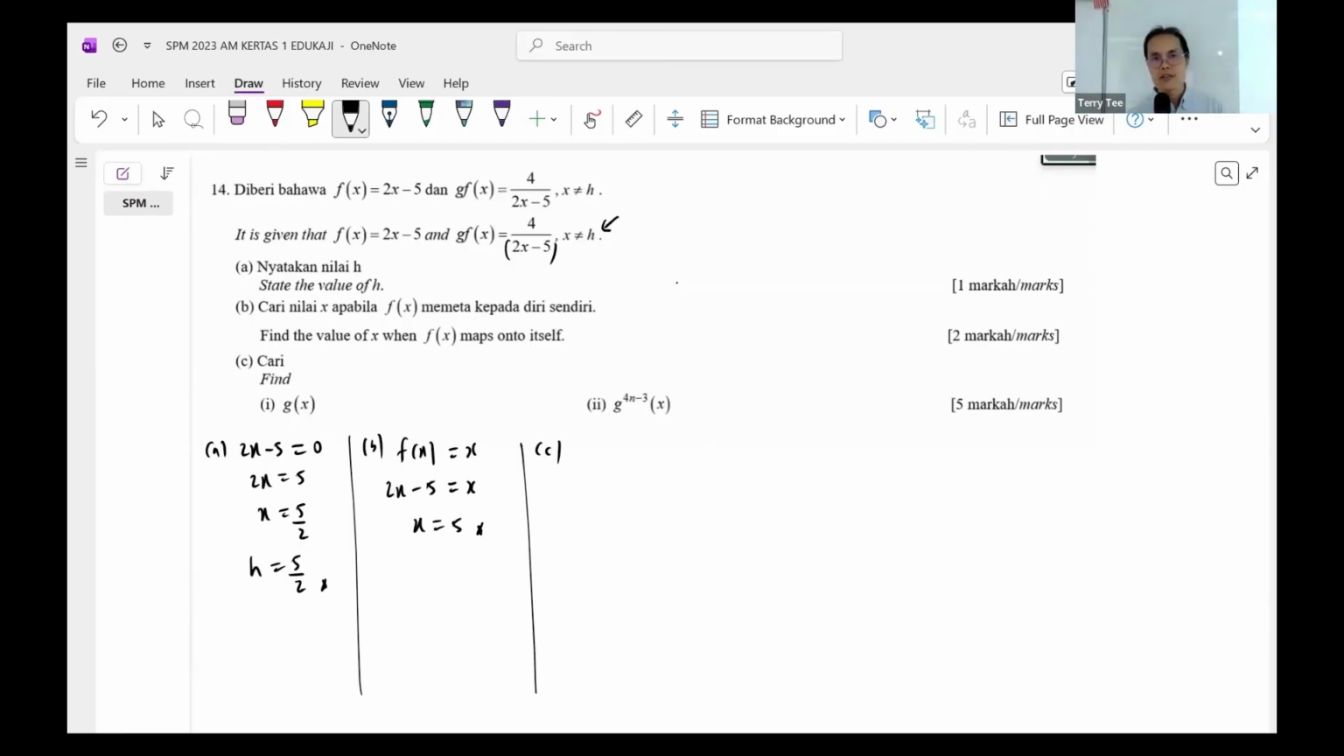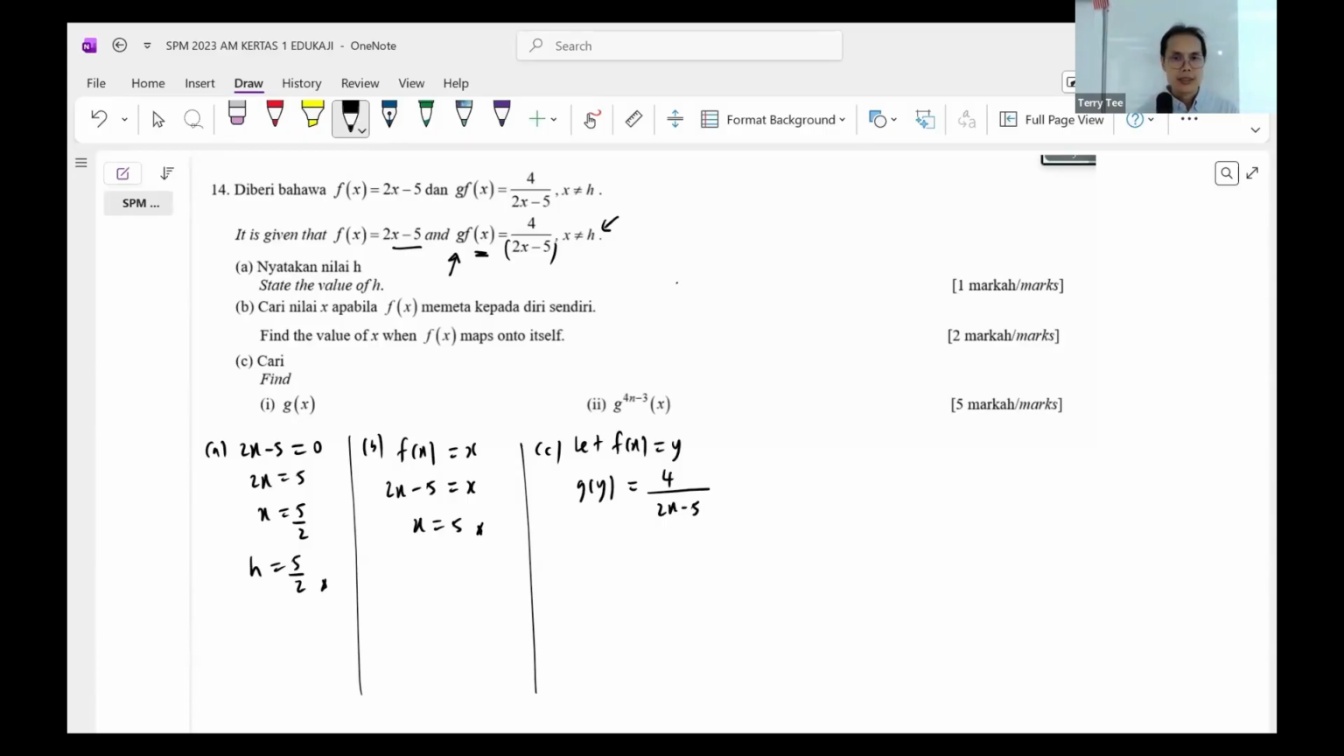Okay, part C, you're finding g(x). This is the case where you're given the function inside, and you're finding the function outside. The function inside is f(x), the function outside is g(x). You can use the inverse method or substitution. Maybe I'll just use substitution now. We start by letting the function inside, f(x), become y. So your g(y) is now 4 over 2x minus 5.